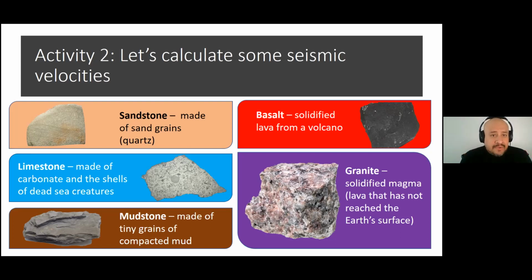Okay, now in your sheet, you have different kinds of rocks. So you have sandstone, that is a sedimentary rock. We have basalt, that is solidified lava from a volcano. We have limestone, that is also sedimentary, but is made of carbonate. We have mudstone, that is made of mud. So these three here are sedimentary. This is volcanic, and this is also volcanic. So with the exercise there, what do you think?